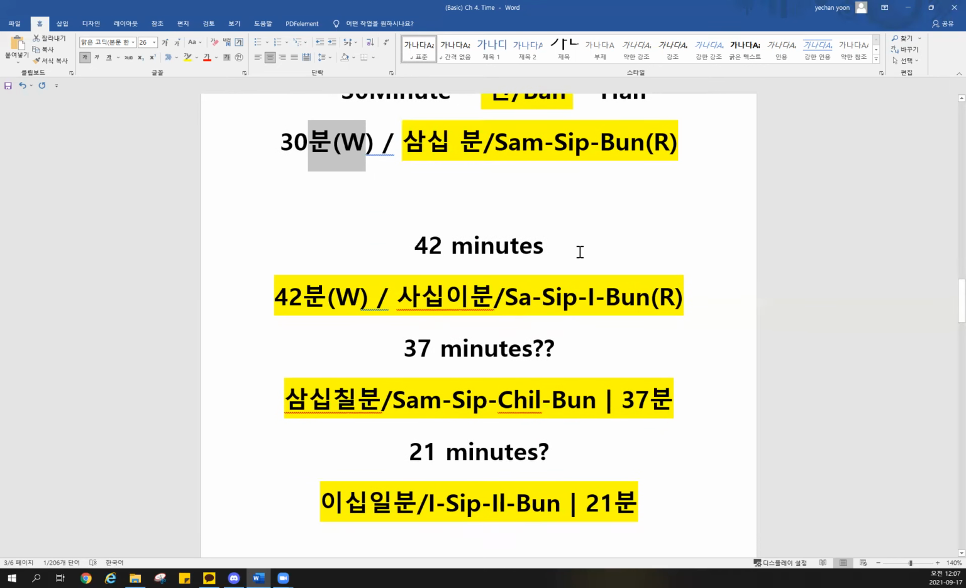So 42 minutes, how can you say it? To read in the Sino counting version, the format was first the number, then check that number's position. It was the 10th position. So 4, 10, 2 minutes. Reading is going to be like that. Then 42분. Writing is simple. Just use the number and the counting word, 분.